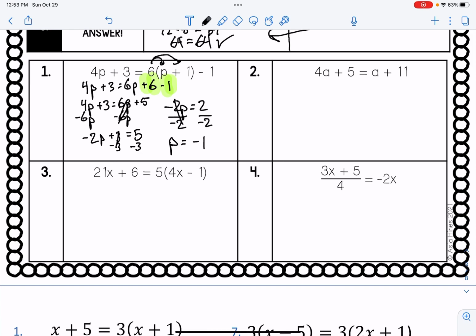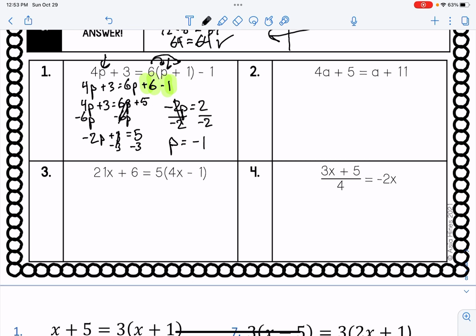Now to check it, we would plug negative 1 back in everywhere that we have a p, and then evaluate that. So we would follow our order of operations and make sure that one side is actually equal to the other. So I'm going to leave that for on your assignment where it tells you to. You will do the check there. We did it in the previous example, so we'll be okay.